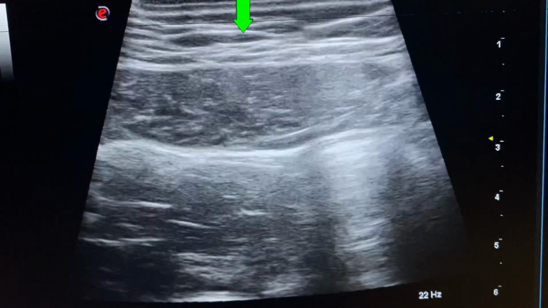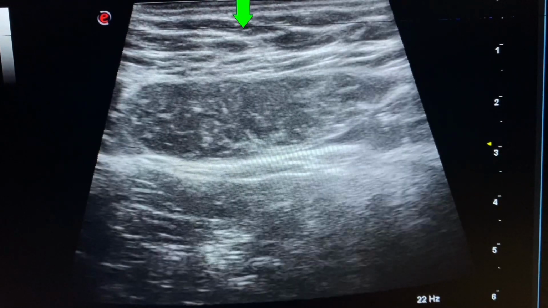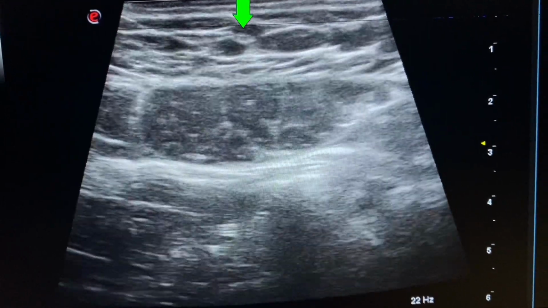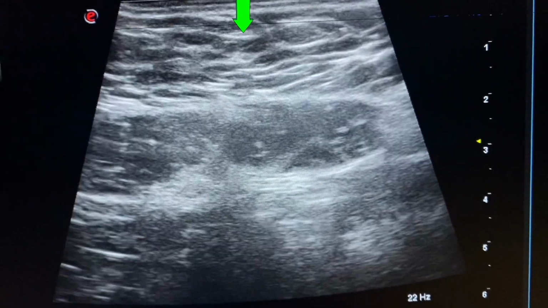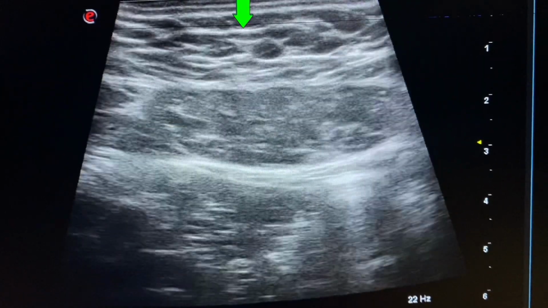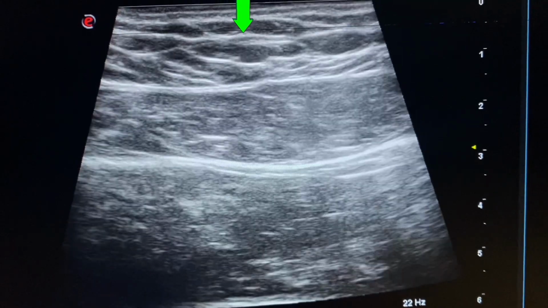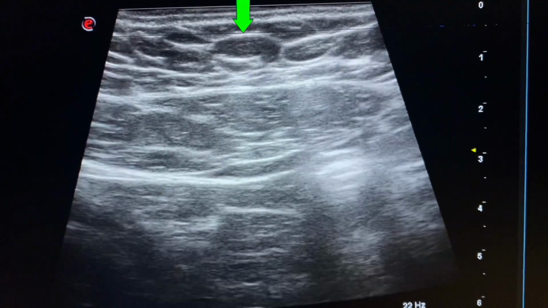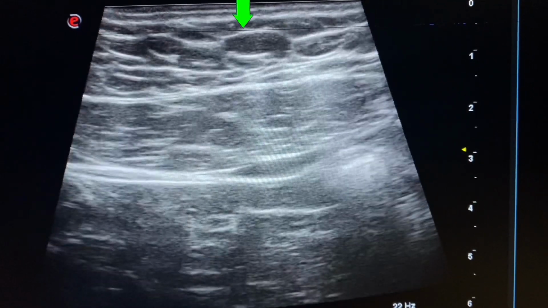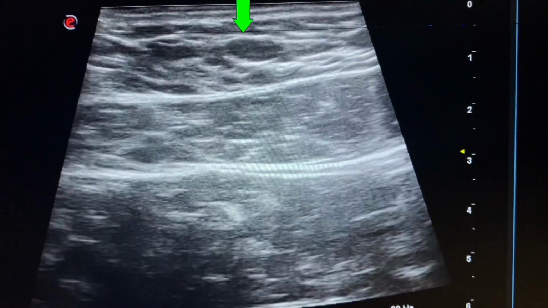Now we start scanning the suprapubic area to locate the undescended testes. Remember that there are two common locations of the undescended testes. One is suprapubic and the second is the perianal area.